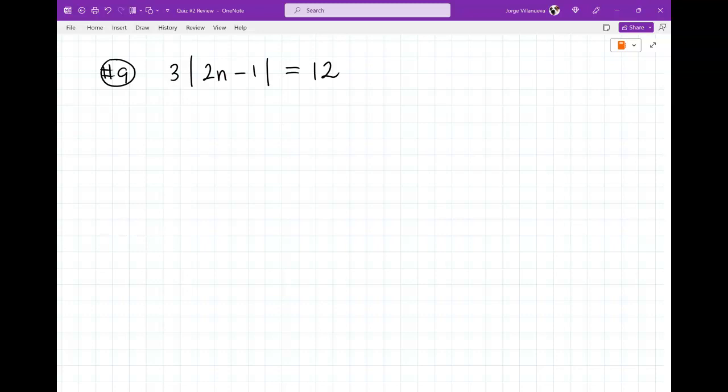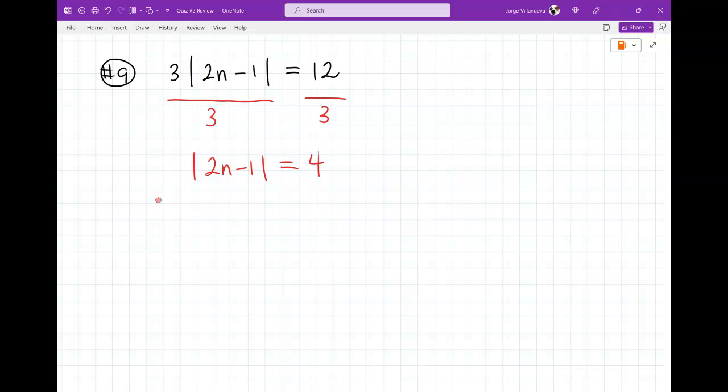Can I distribute into an absolute value? No, right? So what do I do first? Divide. Get that 3 out of here. So let's divide. I'm going to be left with the absolute value of 2n minus 1 equal to 4. Now the absolute value is all by itself. It's just the absolute value of 2n minus 1.